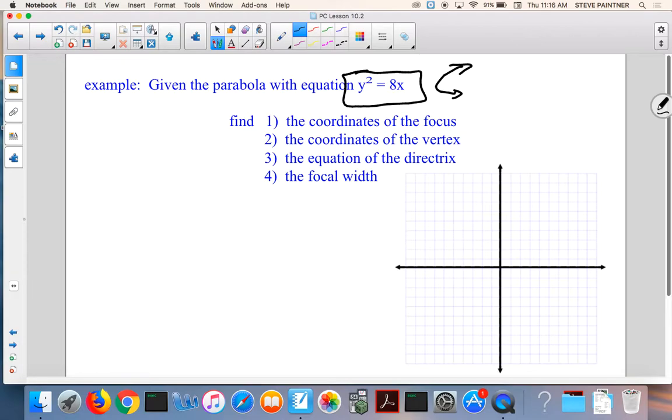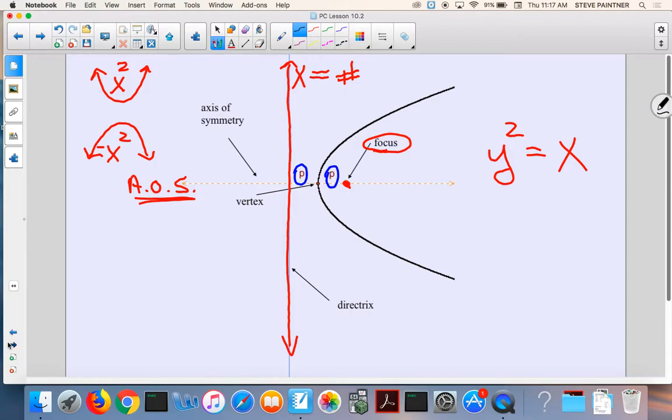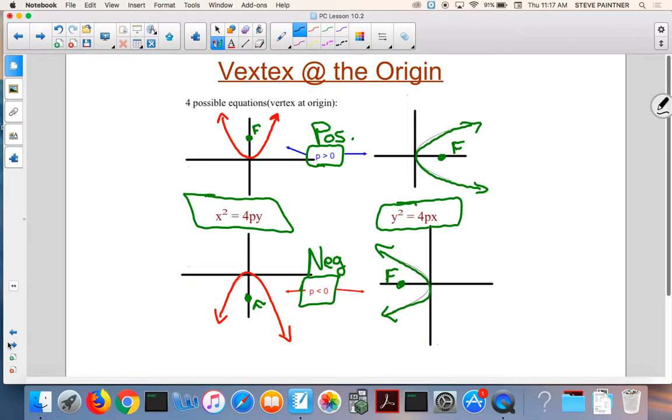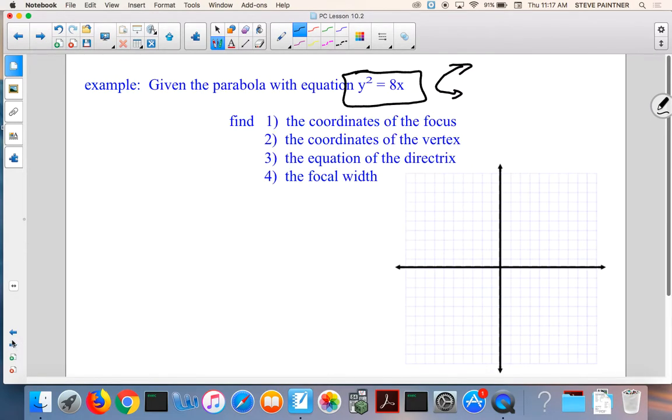But hang on. There's one more thing I wanted you guys to say. In that form, if you go back, right here, if it's in this form, your vertex is where? Origin. Yeah, you're at 0, 0. So that's one thing you should know. If you get this look, you have y squared equals 8x, well, you're looking like this. So you have a vertex at 0, 0, which is right here. Okay. Now, let's bring this over.